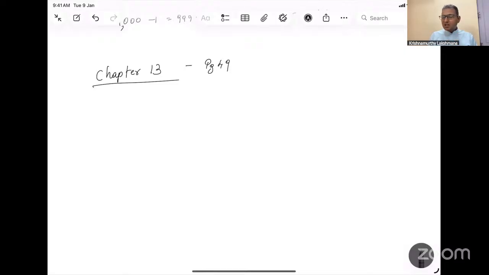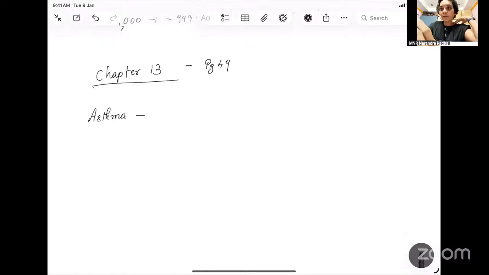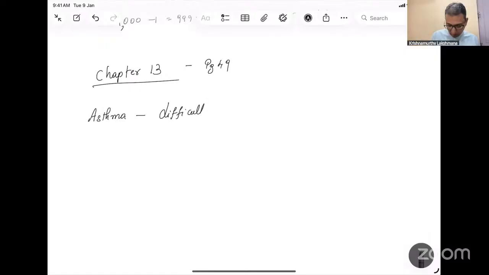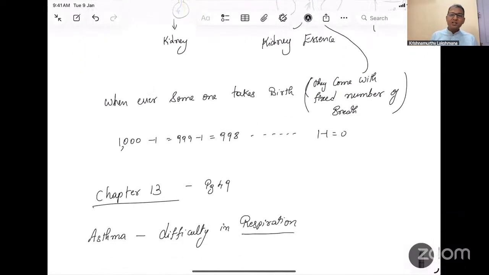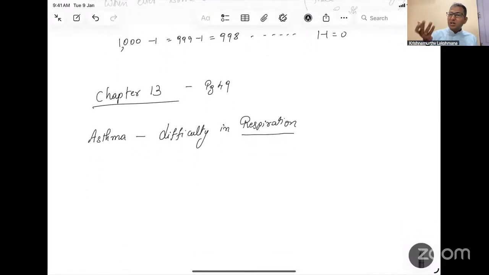So let us try to understand what is asthma. Problem in breathing. Can we say difficulty in respiration? I have purposefully said respiration, not inhalation. Respiration is inhalation plus exhalation. So if there is a problem in inhalation, then also it can create asthma. If there is a problem in exhalation, then also it can create asthma.